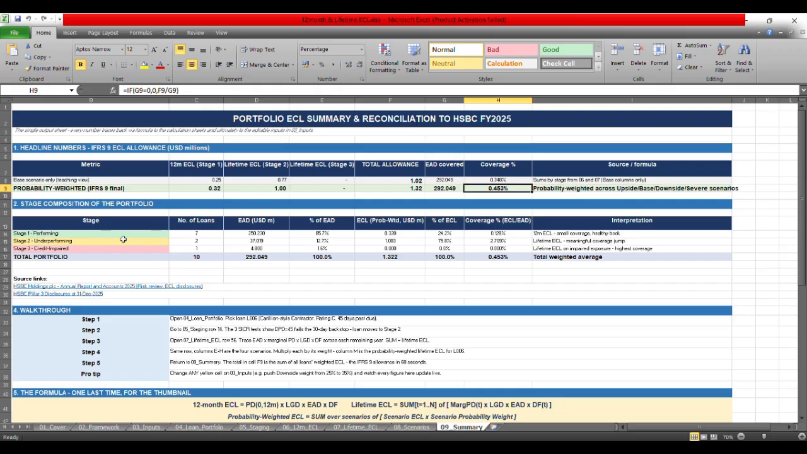Now let us look at the stage composition. Stage 1 makes up 85.7% of the exposure, right? But only 24.2% of the ECL, or I would say of the losses. Whereas stage 2 is just 12.7% of the exposure but 75.8% of the losses. And stage 3 has fully written down the loans, so it shows minimal marginal loss here, right? And that's the entire economics of banking on one screen. A small tail of stressed loans drives the majority of your provisions.